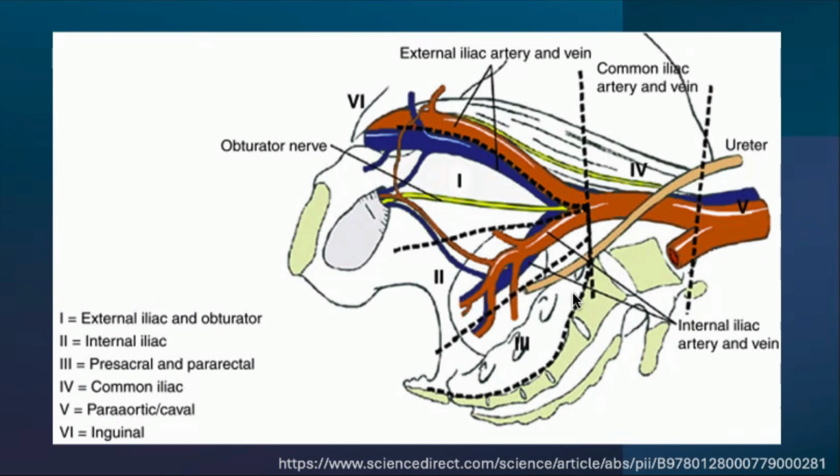In extended, you will include the presacral as well as pararectal lymph nodes, as well as up to the common iliacs. And super extended will include the periaortic lymph nodes, along with the lymph nodes that are inferior to the inferior mesenteric artery. And these boundaries come from previous template mapping studies, one of which we'll review here.